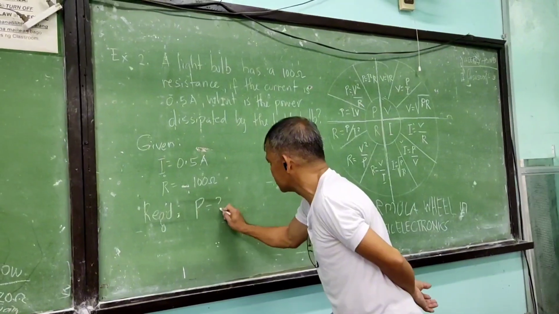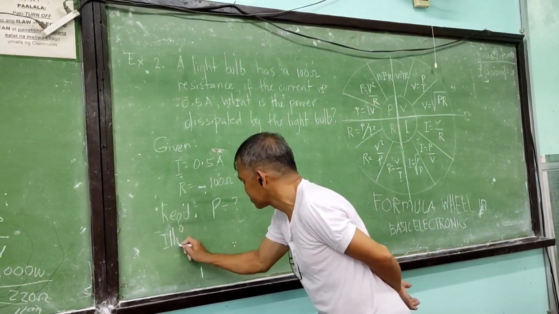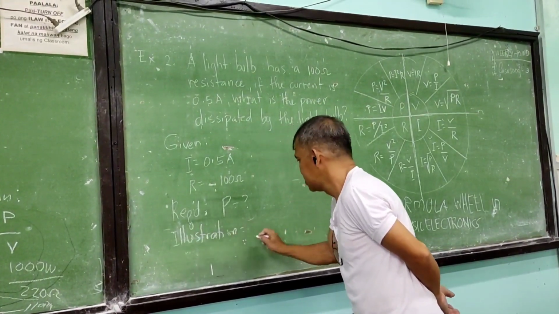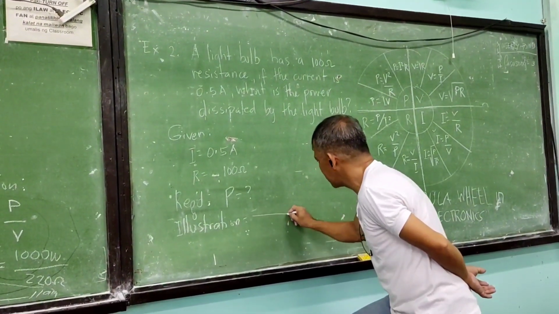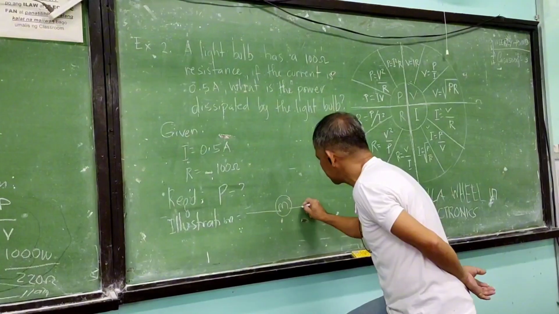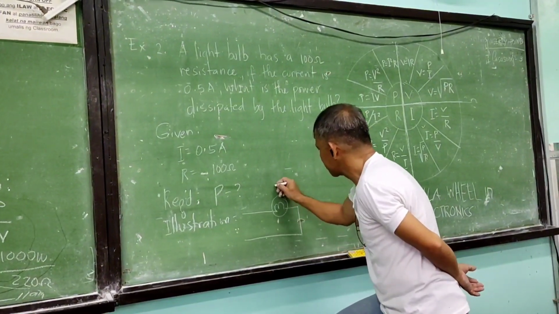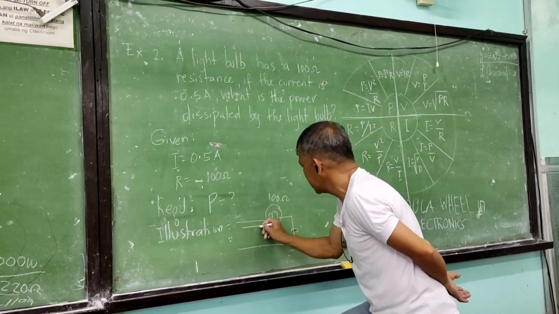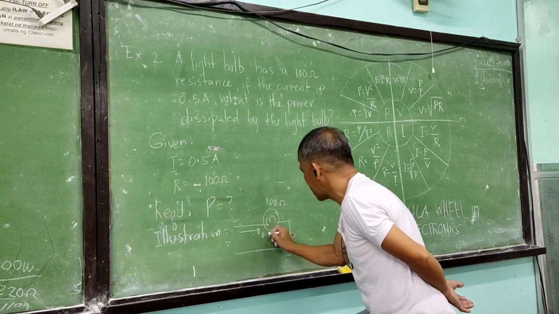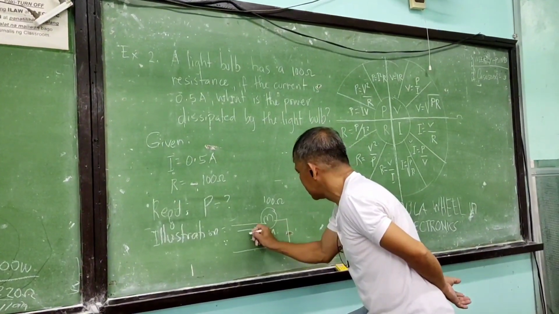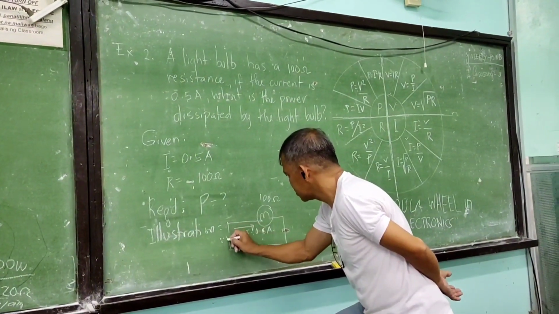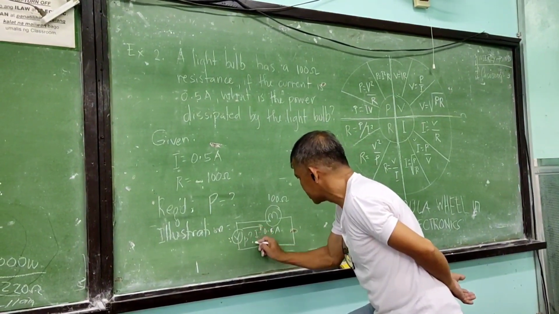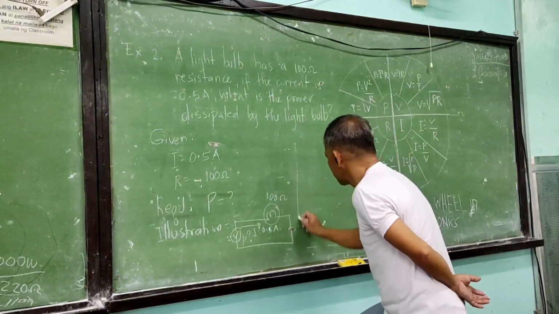For the illustration, you have the light bulb and the symbol of the light bulb. The resistance is 100 ohms, and the current is 0.5 ampere. You have the voltage here. You are required to solve for the power dissipated. So, the solution.